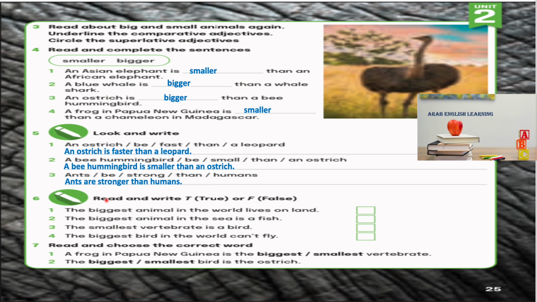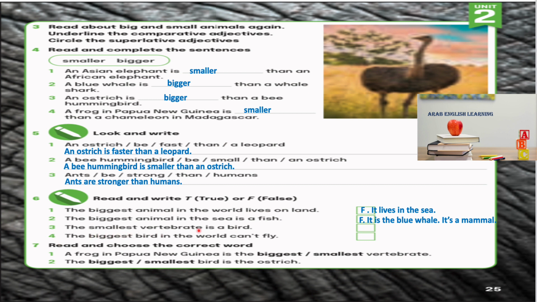Exercise 6. Read and write T for true or F for false. 1. The biggest animal in the world lives on land. This is false. It lives in the sea. 2. The biggest animal in the sea is a fish. False. It's the blue whale and it's a mammal, not a fish.